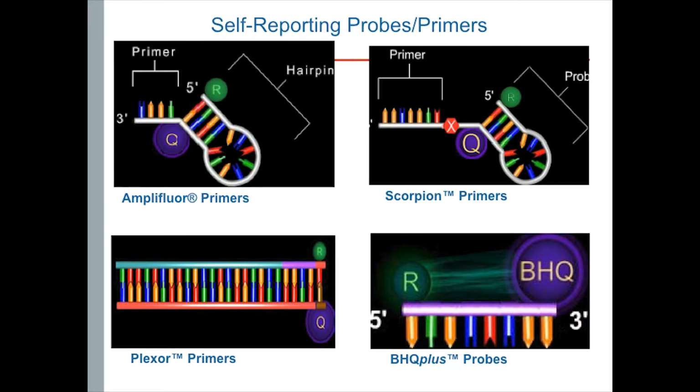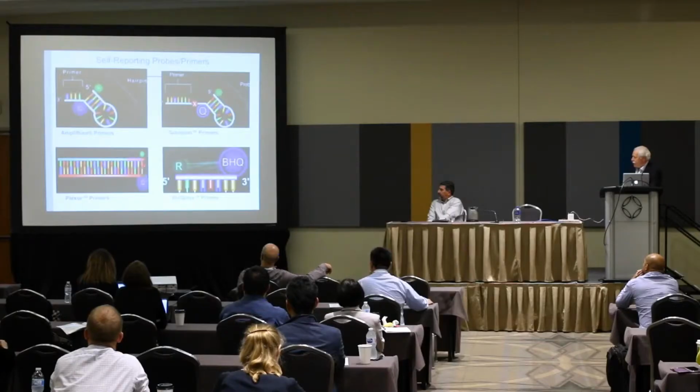Somewhat related is a priming event with scorpions, that upon extension, this sequence is also downstream here, so it will open up and hybridize downstream, moving quencher and fluorophore apart from each other. Then Plexor, where again, hybridization to a target displaces this. This is one of these strand separation ones.